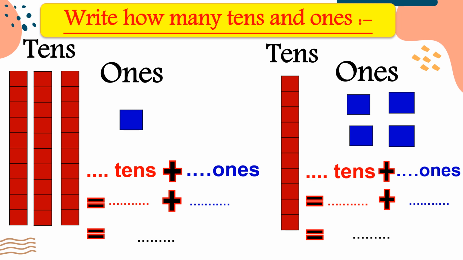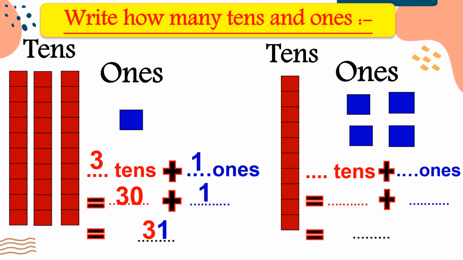Write how many tens and ones. If I have 1, 2, 3 tens, so I will write 3 behind the tens. And one small square. Small square means ones, so I will write 1. So 3 tens mean 30. And 1 ones mean 1 without any 0. So the answer will be 31.